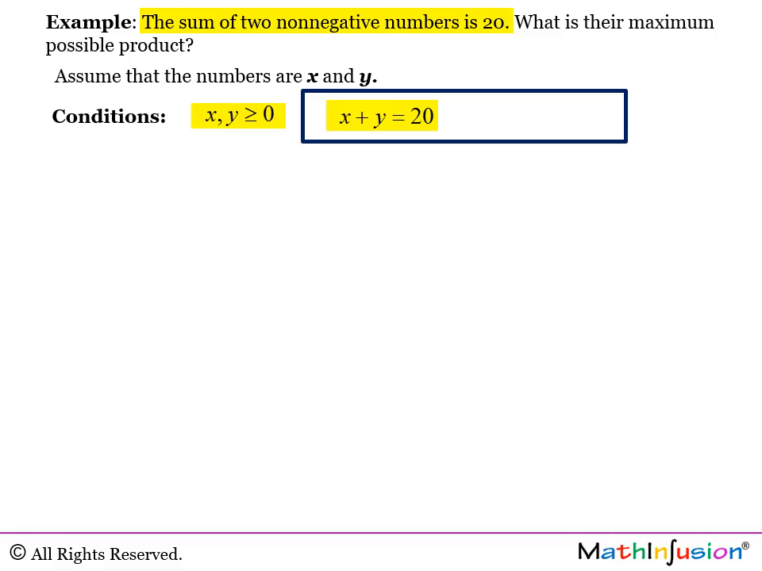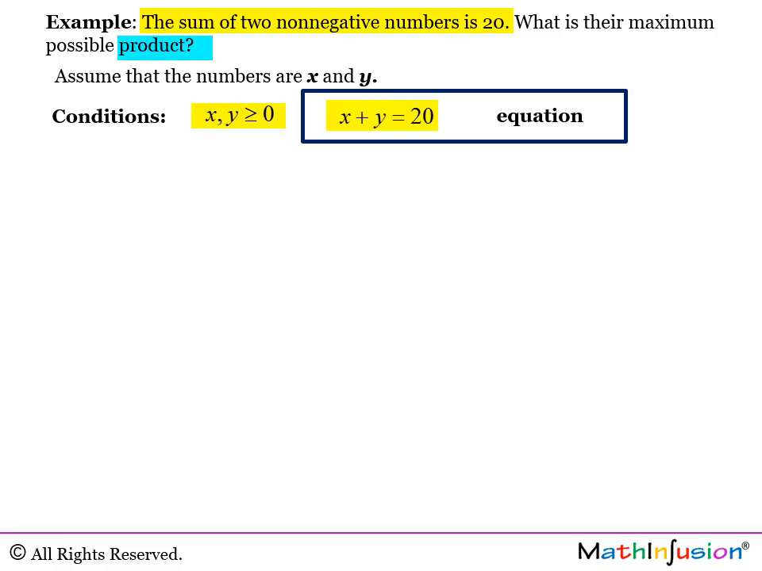x plus y equals 20 is an equation. Usually the constraint or the limitation in the problem is given by an equation. Why is this an equation? You cannot choose any value of x and y. For a specific x, you have only one value of y that, if you add it up, you get 20.